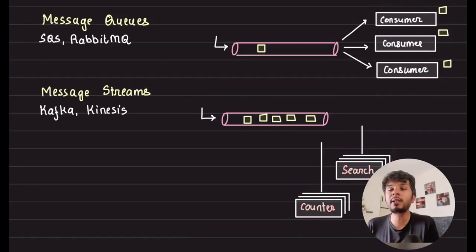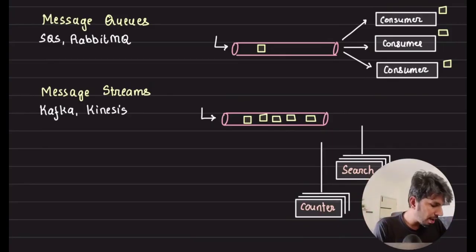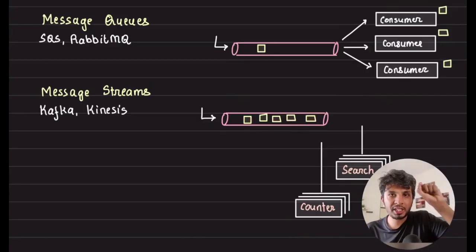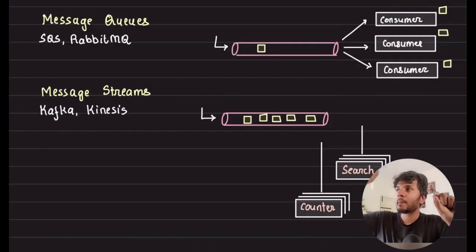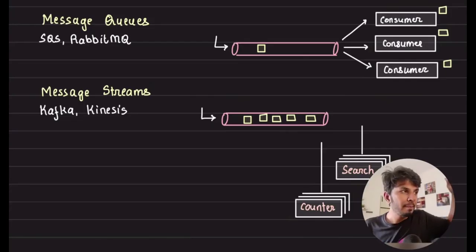Now I have 2 totally different types of use cases that need to process the exact same event. For example, every time a blog is published, I put one event over here, and I want the same blog published event to be consumed by my search service as well as by my counter service. Correct? So now what would happen? Messages are lined up in Kafka.